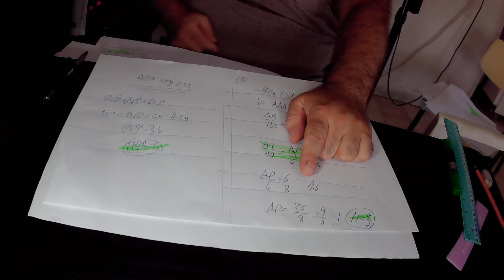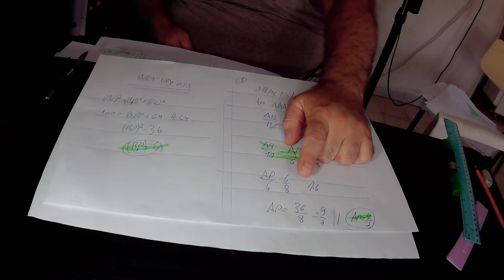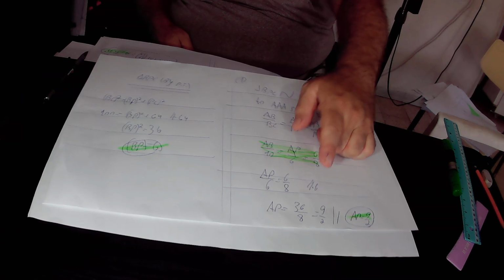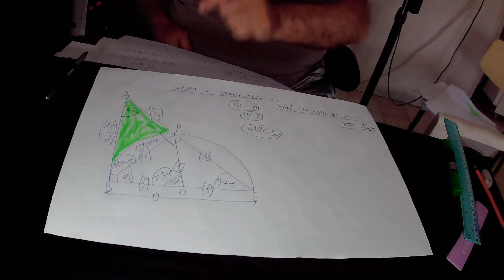We divide both the numerator and the denominator by 4. So 36 over 4 is 9 and 8 over 4 is 2. So in total AP equals 9/2. This is side AP, which equals 9/2.